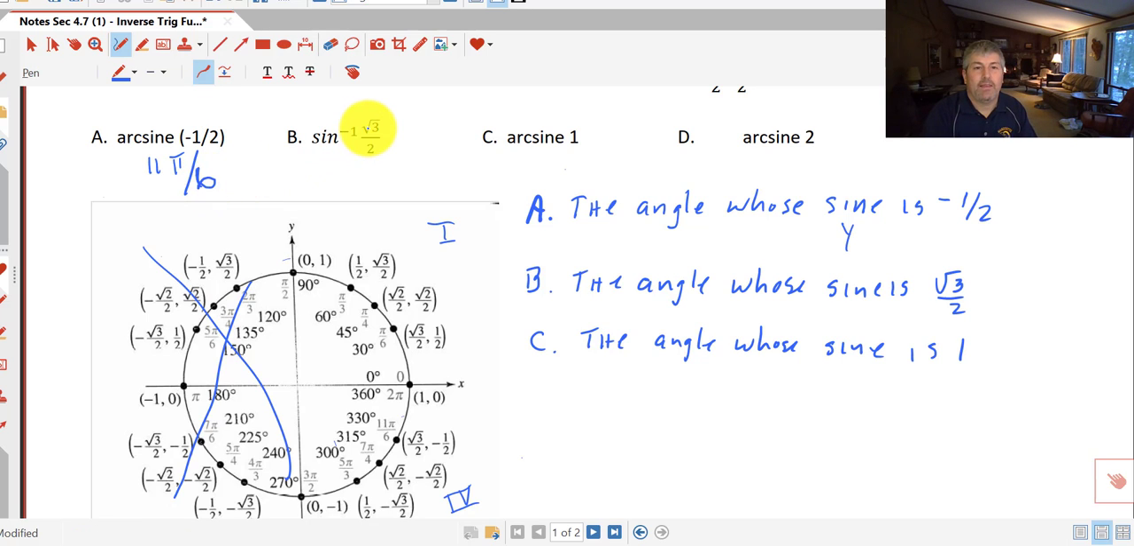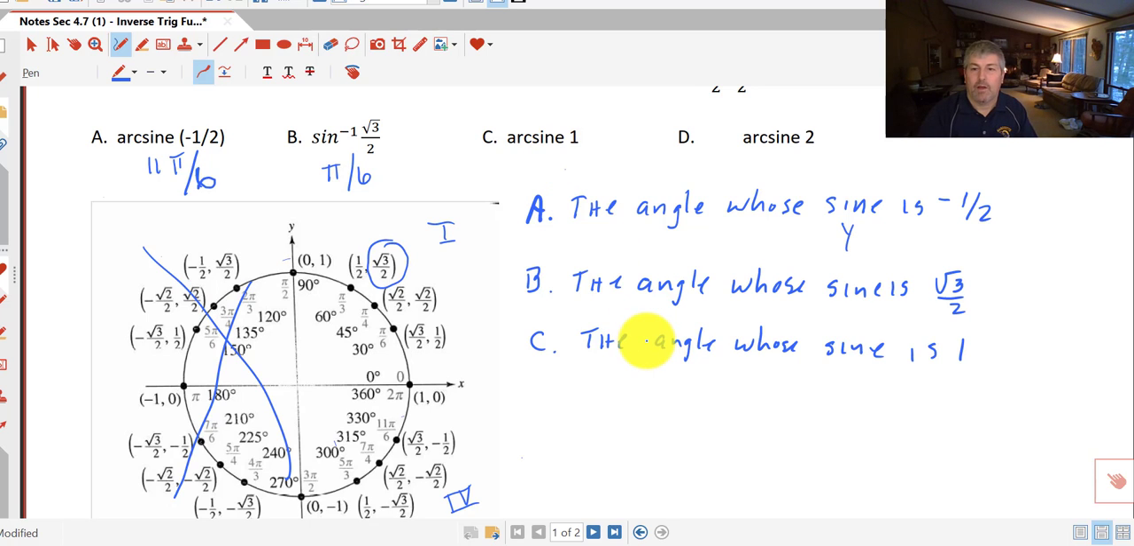B says find the arcsine of the square root of 3 over 2. Now remember, there's multiple places where the sine is square root of 3 over 2, but we're only looking in the first and fourth quadrants here. So I found that, and that of course is at pi over 3. We're answering in radians here.